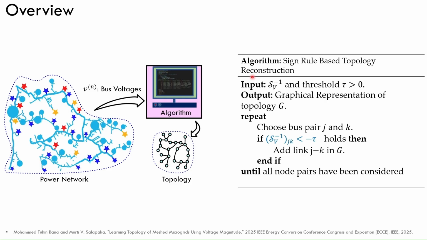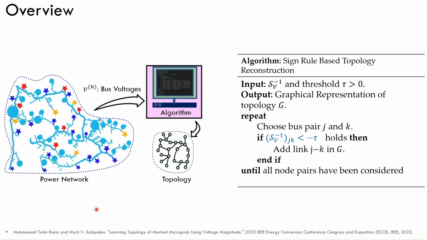The algorithm that is being used in this particular presentation is called the sign rule based topology reconstruction algorithm. The algorithm uses the inverse of the covariance matrix of the voltages to identify the connectivity structure among the buses of the network. More precisely, the algorithm examines each of the entries of the inverse of the covariance matrix and checks its sign to identify whether a link is present between two nodes of the network or not.